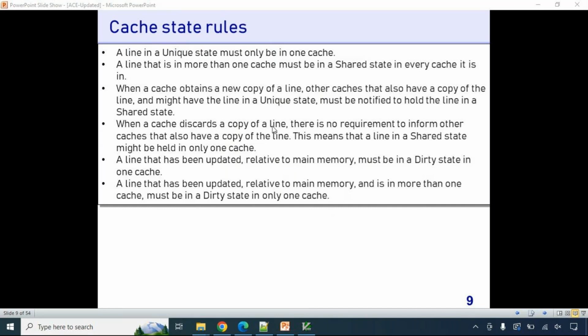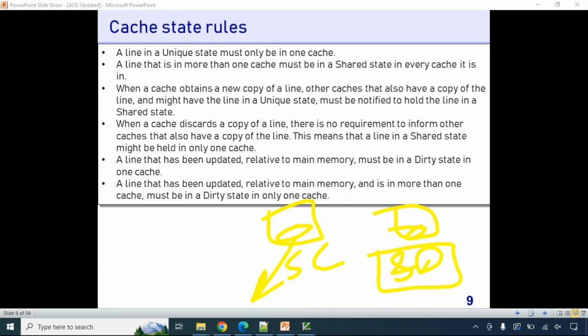When a cache discards a copy of a line, there is no requirement to inform other caches that also have a copy of the line. If I discard the data, I don't need to inform anyone. This means that a line in a shared state might be held in only one cache. There is a time where two caches may have the same data in shared clean and shared dirty state, and I may evict one. So I can continue to be in shared dirty; I don't need to change it to unique dirty. Basically, unique dirty is a kind of subset of shared dirty.